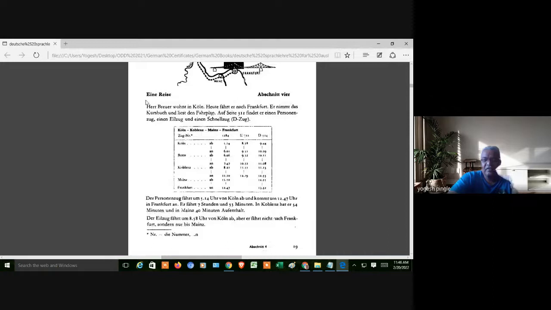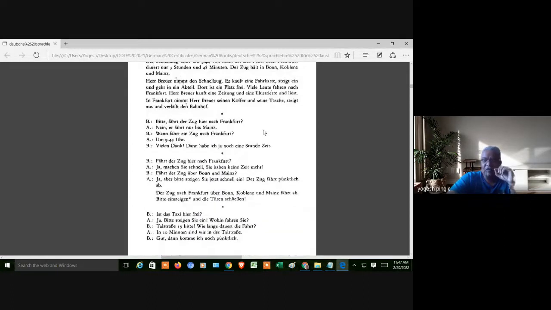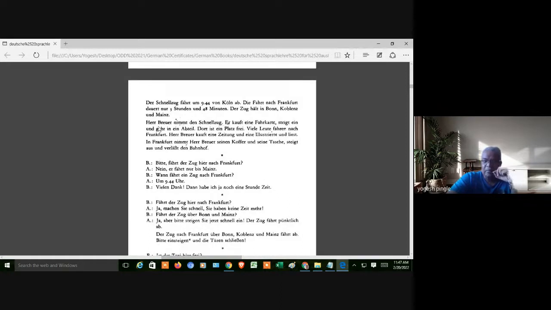Abschnitt vier, eine Reise. It's a very nice chapter, the journey. Herr Brauer wohnt in Köln. Mr. Brauer stays in Köln. Heute fährt er nach Frankfurt. In this particular chapter, you can see a lot of irregular verbs are given. Only that is important. Otherwise, this chapter is so simple. Right? Look at all the context. I will not read all the context. Herr Brauer nimmt den Schnellzug. Er kauft eine Fahrkarte, steigt ein und geht in ein Abteil.